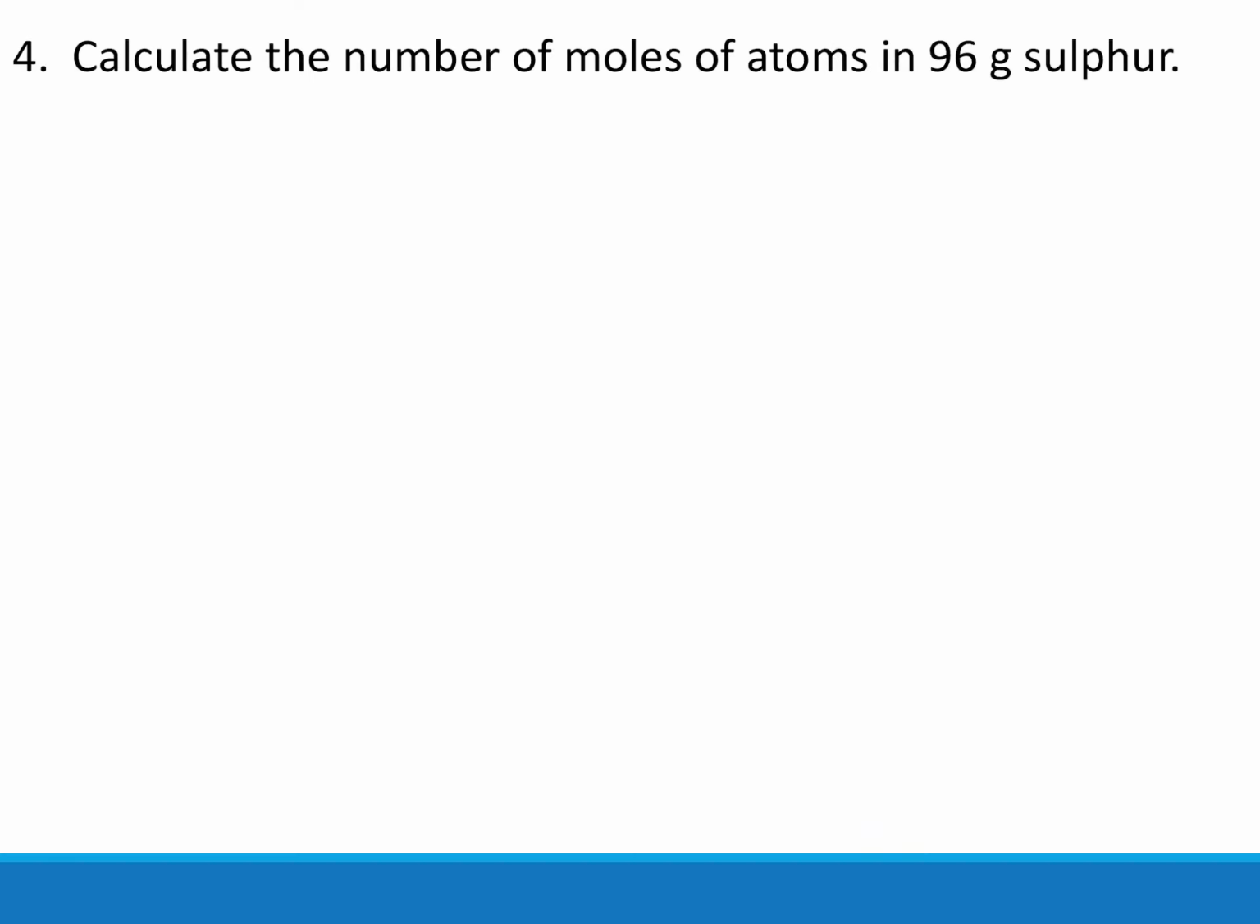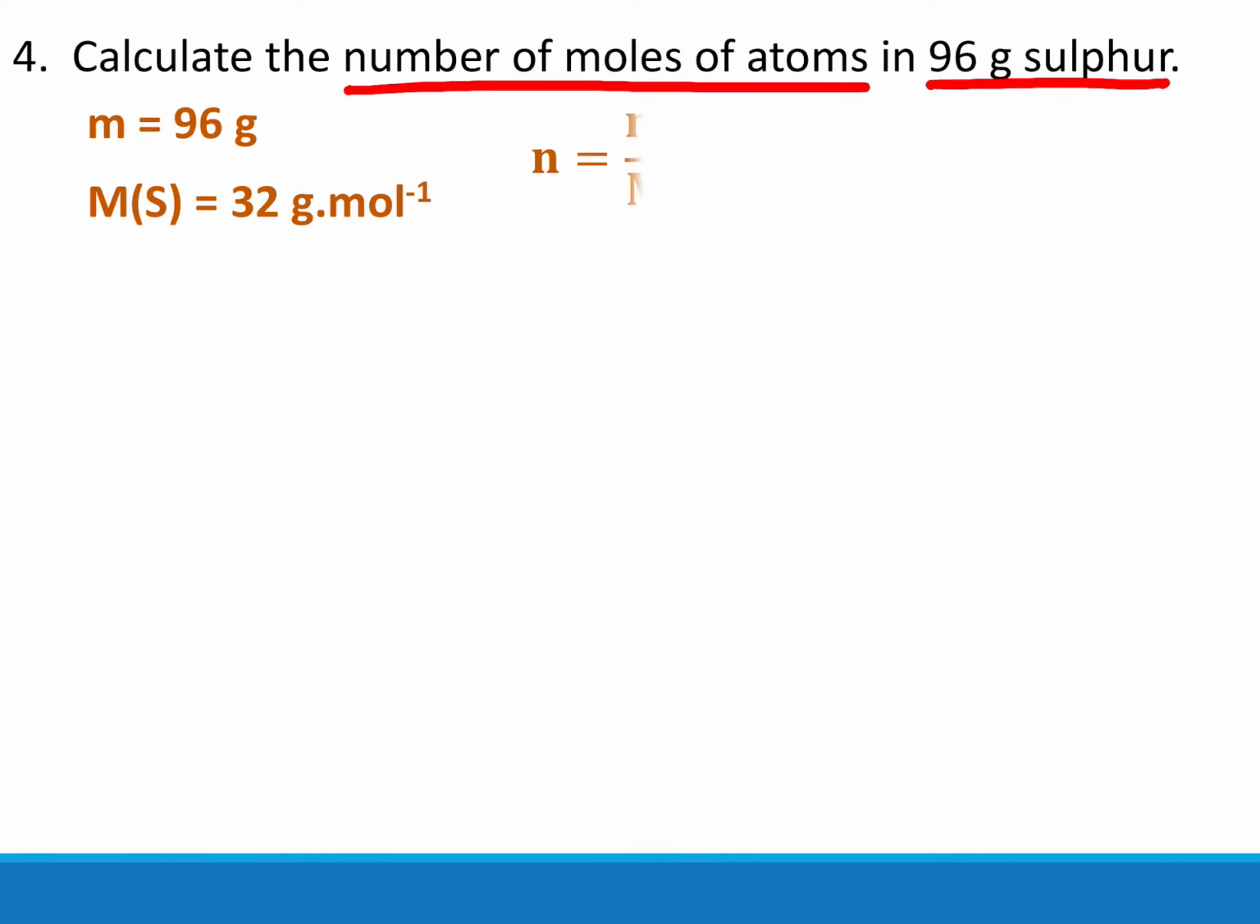Okay. Now I want the number of moles of atoms in 96 grams of sulphur. So the difference here is I give you grams. We know that we want the number of moles. I get the molar mass off the periodic table. So it's 3 moles. Nice and simple.